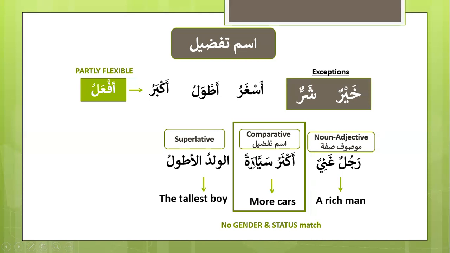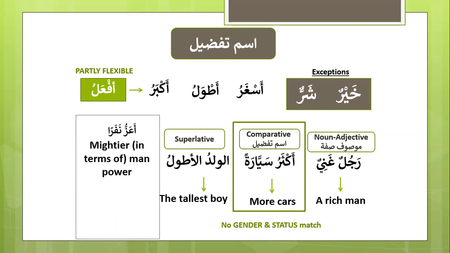Sayyaratan, singular common nasab. It will not become rafa with aktharu. Even if this was akthara, that does not mean it's matching with status. So you have to remember no gender and status match. And this will always remain common, singular. And here we don't really specify it with number because it just comes in one form, aktharu. There is no other form when it is used as comparative.